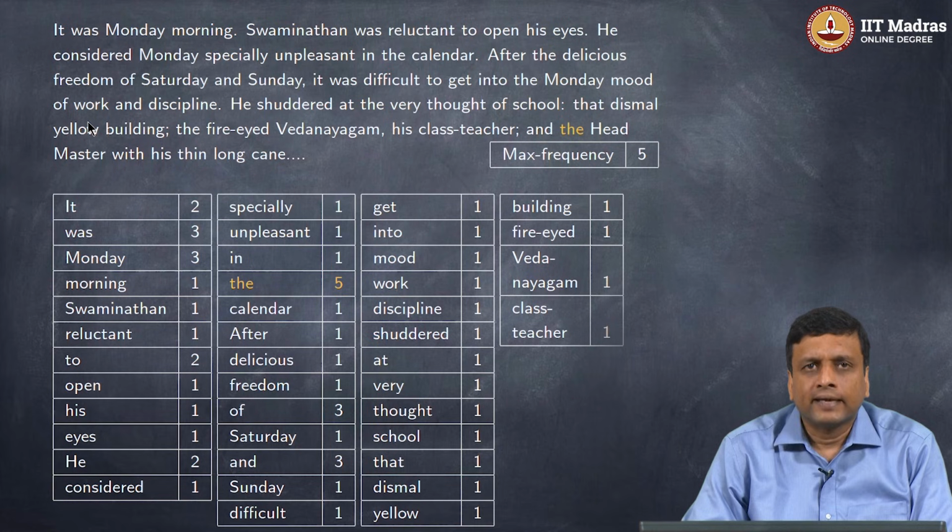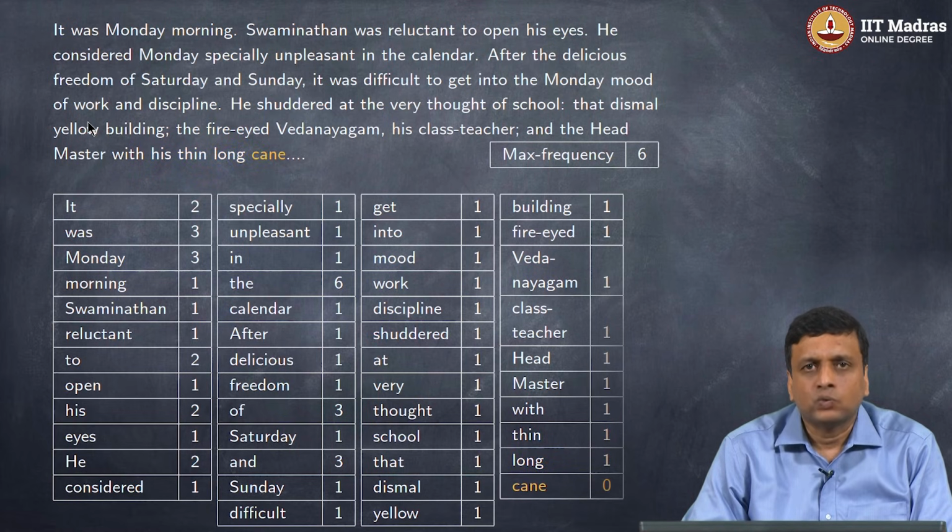Now, the appears again. So, the now moves from 5 to 6, 6 is higher than the maximum frequency. So, we update the maximum frequency to 6, head is 1, master is 1, with is 1, his is now 3, thin is 1, long is 1, and cane is 1.